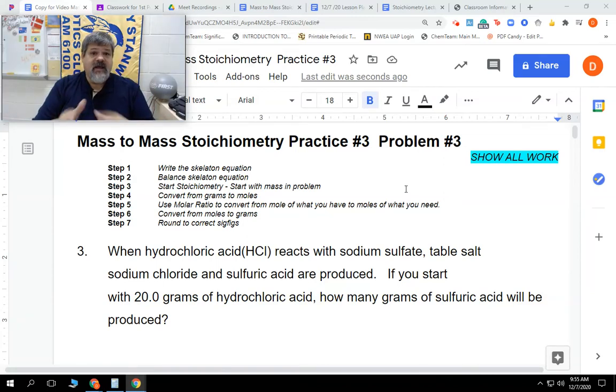Nelson's chemistry class. Today we're going to continue working on stoichiometry. We're going to go again from mass to mass. We're doing this with practice sheet number 3, problem number 3, and woohoo, it's the last one for this particular practice sheet. So we only had 3 of them. So here we go. Here's this last one.